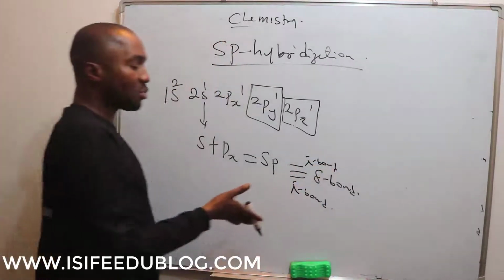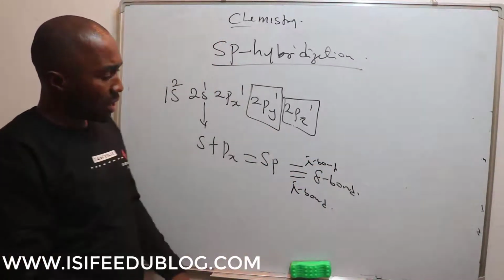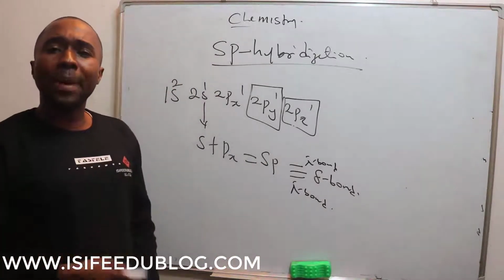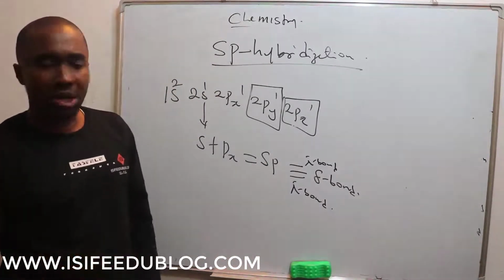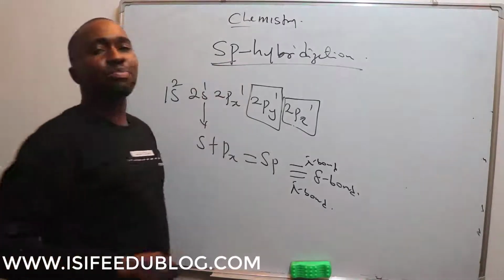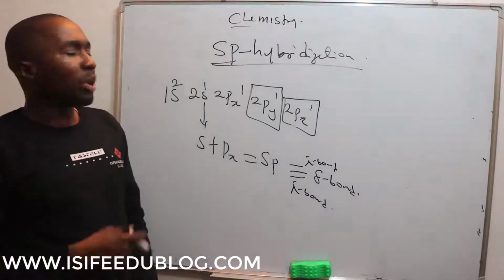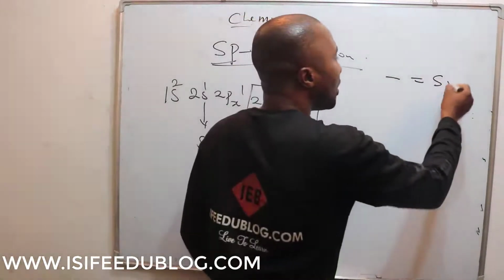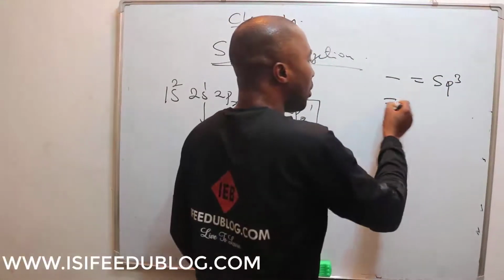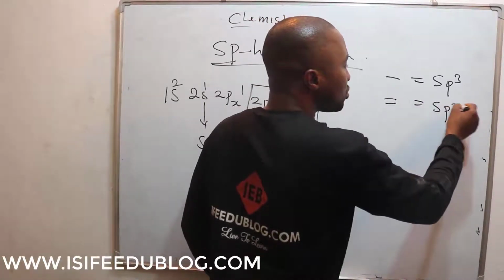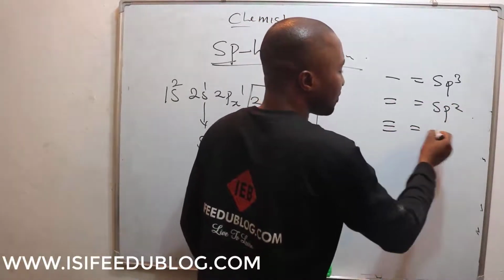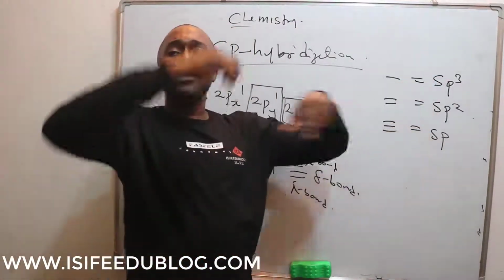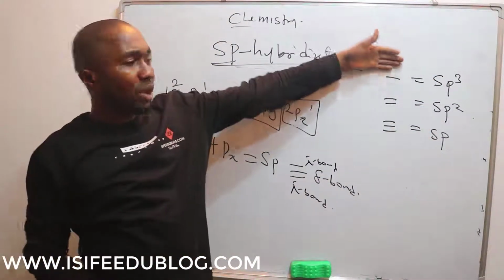So if you look at this one now, how many bonds do we have? We have a total of 1, 2, 3, 3 bonds. So any compound that is having triple bond is undergoing what? SP hybridization. But any compound that is having single bond is for SP3, double bond is for SP2, and triple bond is for SP.